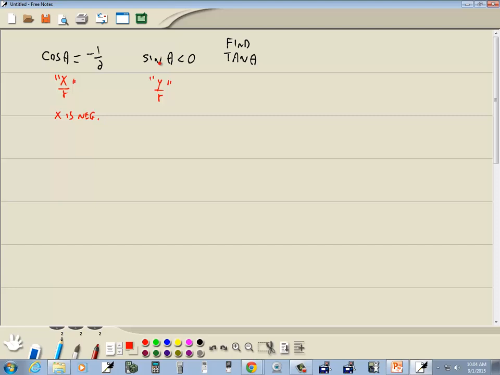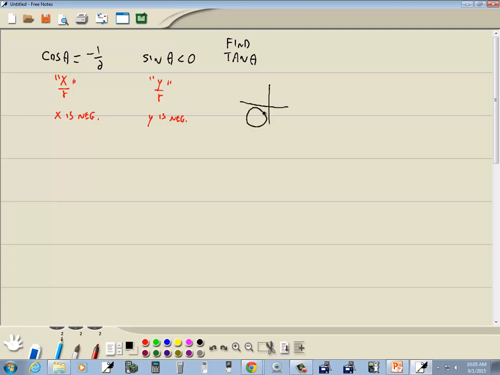R is always positive. So when we're saying sine is less than 0, we're saying sine is negative. So we're saying y is negative. Because if r was negative, we'd have a negative over negative, and that would give us a positive. Okay. Well, r can't be negative, but you get the idea. Okay, so x is negative, y is negative.